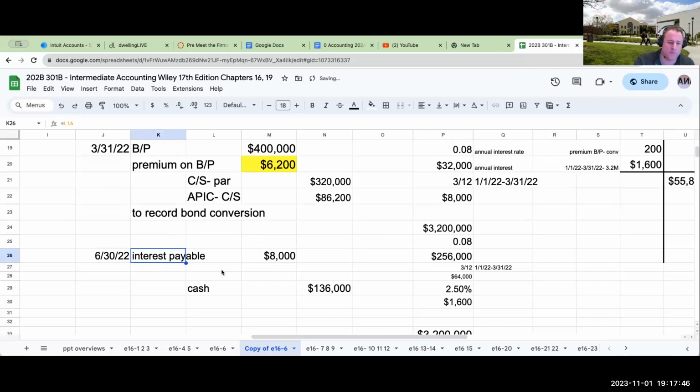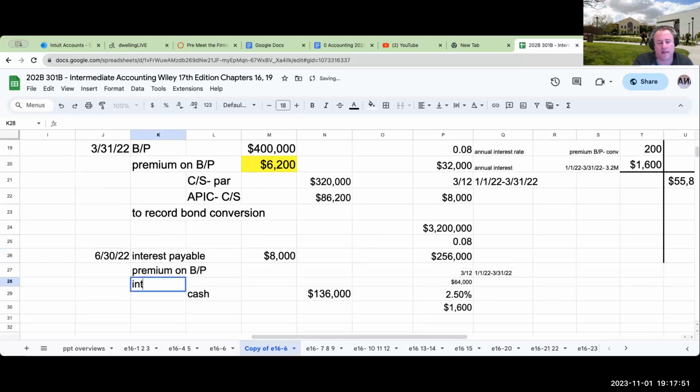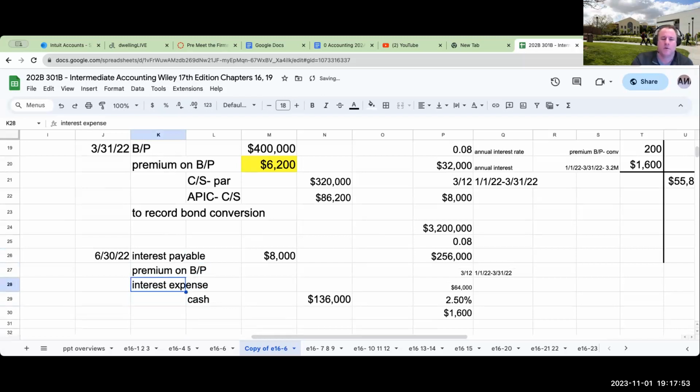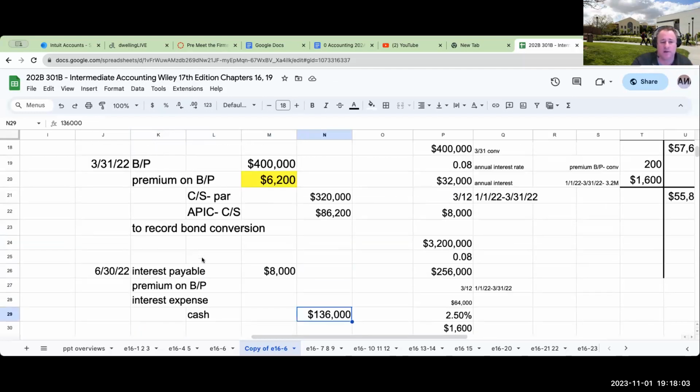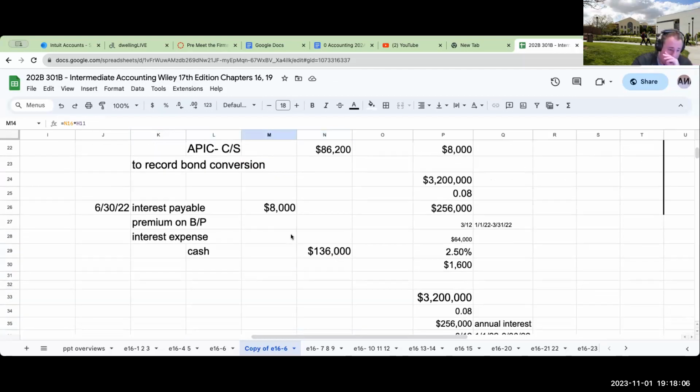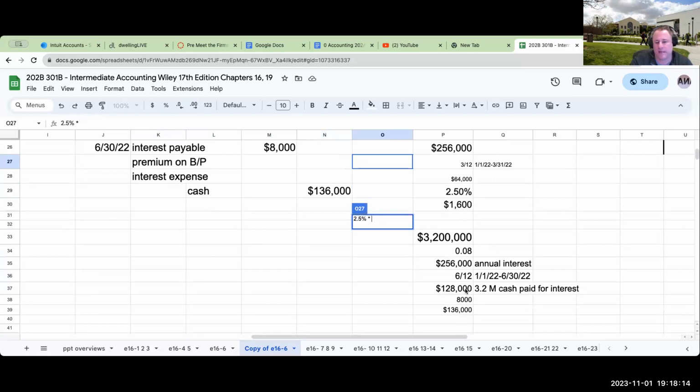So I'm going to have over here premium on bond payable. I'm also going to have interest expense. My premium on bond payable, if I'm following the same logic, is not going to be 2.5% times 136,000. Why not? Because I already did that calculation up here. So this is going to be 2.5% times right over here the 128,000, which is the 3.2 million of bonds outstanding.